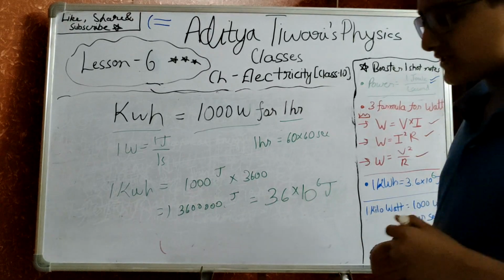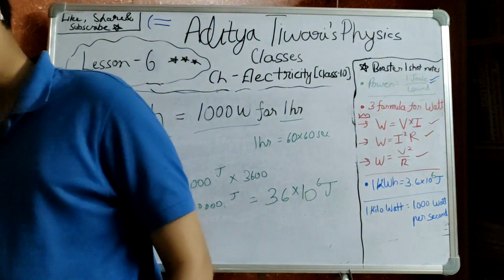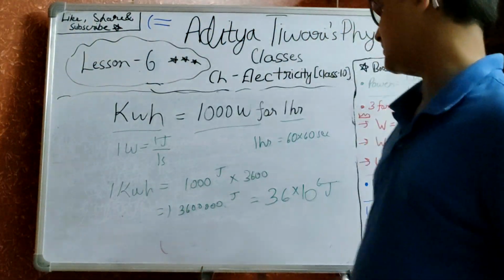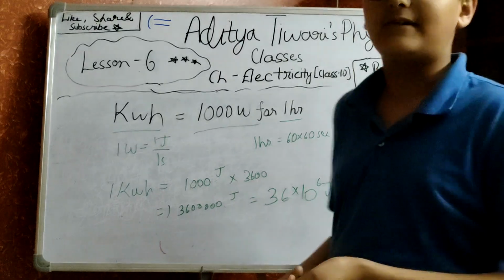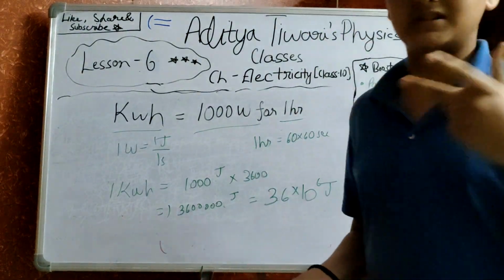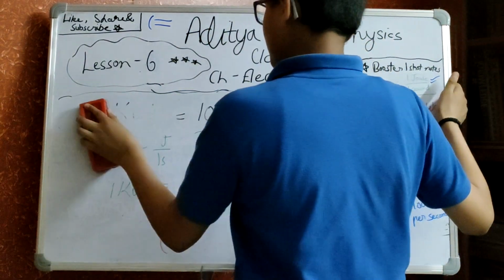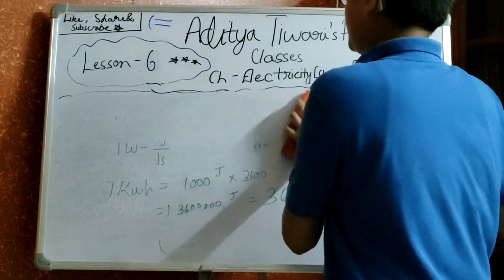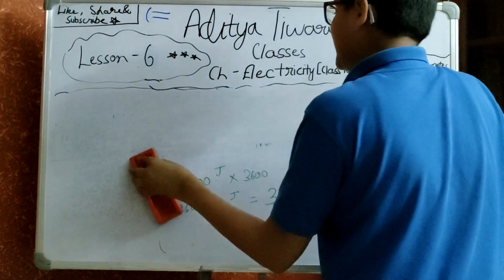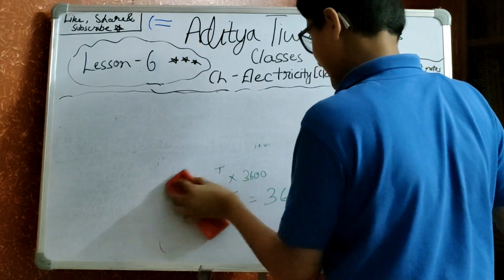Now let's solve some questions on it. And I'll also tell you about the cost. For cost, we just have to multiply by the kilowatt hour, which comes in an electric meter. So this will be the last question for this video, and then we'll meet in the final lesson, lesson 7.